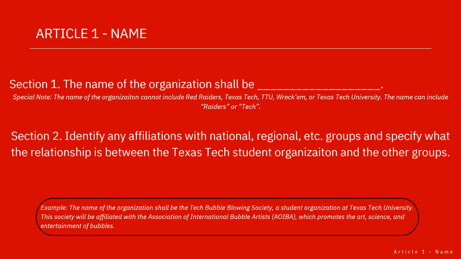to use them. Section 2, this is where you can identify any affiliations with national, regional, or any other kind of groups. Be sure to specify what the relationship is between your Texas Tech student organization and these groups. So let's look down now at our example. The name will be the Tech Bubble Blowing Society, which is a student organization here at Texas Tech University. And we're going to be affiliated with the Association of International Bubble Artists, AOIBA, which promotes the art, science, and entertainment of bubbles.